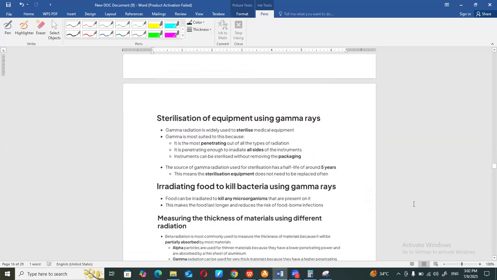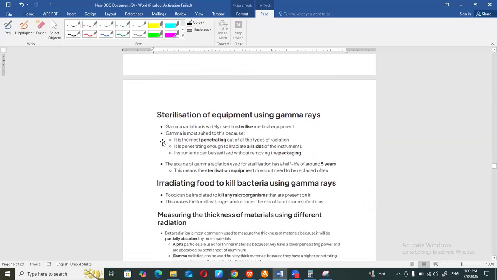Now, it is also used for sterilizing. When you say sterilizing, it means cleaning of the medical equipment, right? Gamma is most suited to this because it is the most penetrating out of all the types of radiations. It is penetrating through to irradiate all sides of the instruments. Instruments can be sterilized without removing the packages. Okay. So the source of gamma radiation used to sterilize has a half-life around.